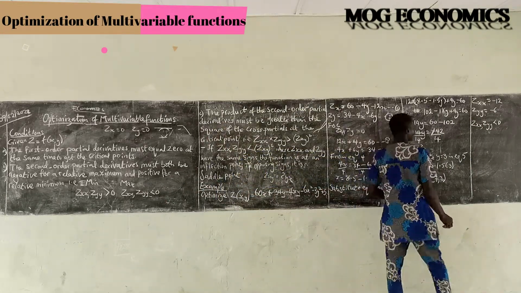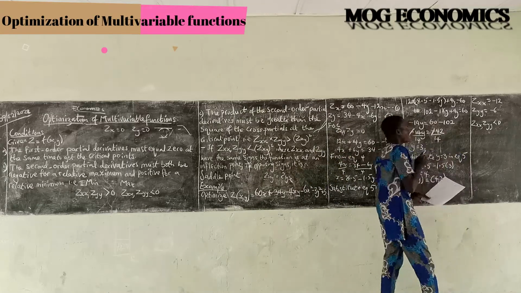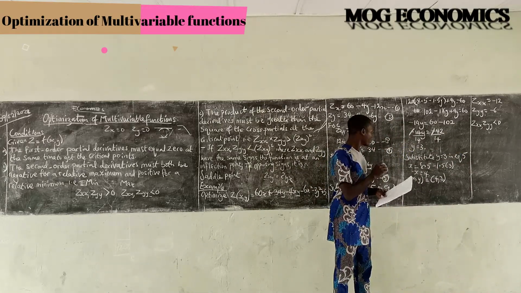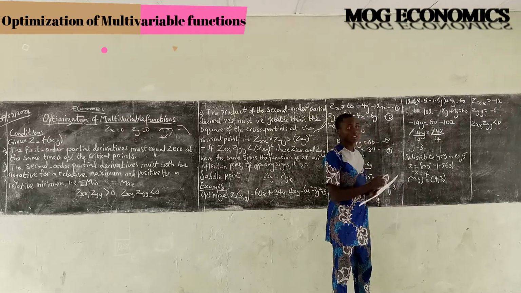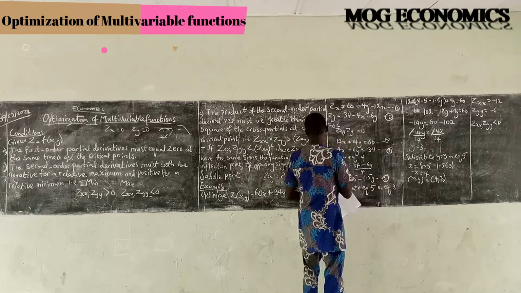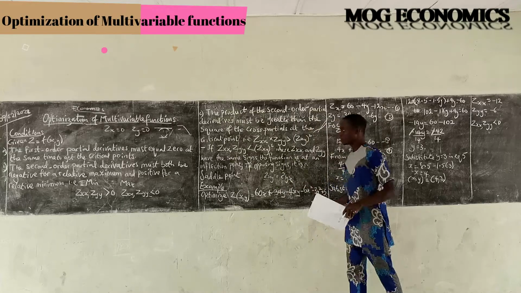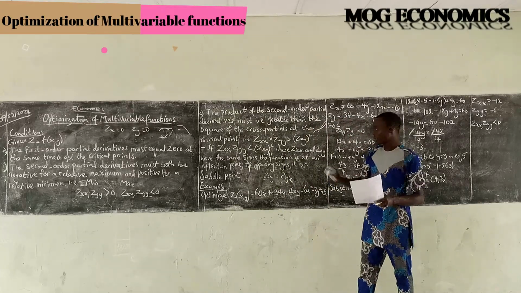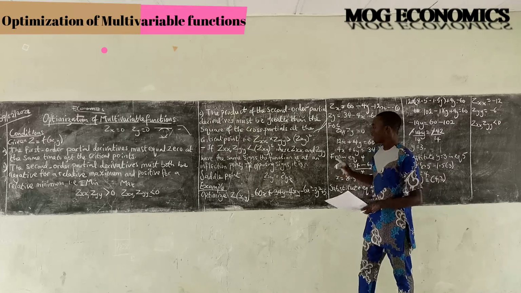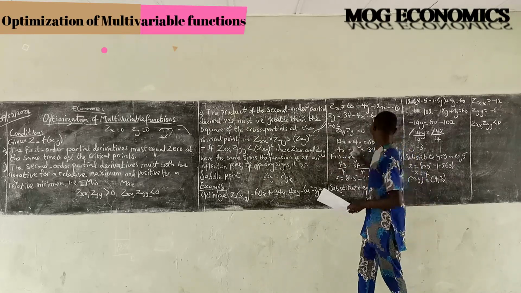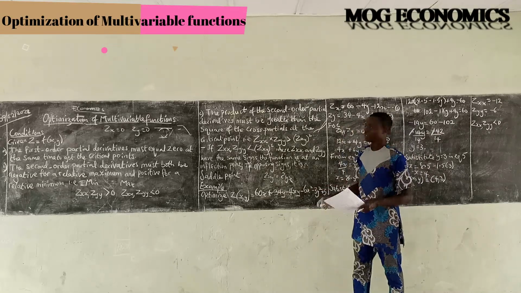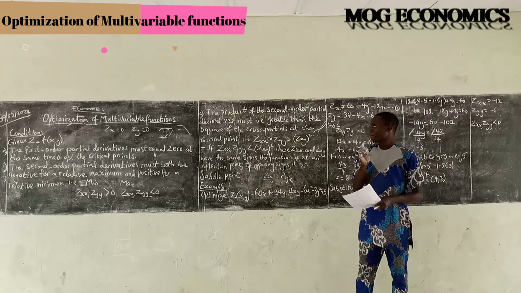So at the point where x is 4 and y is 3, this particular function is at a relative maximum. We need to write that. That's the way to summarize: at the point where x is 4 and y is 3, this function is at a relative maximum.